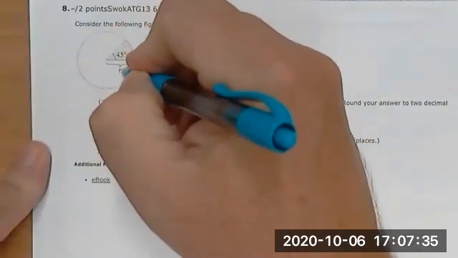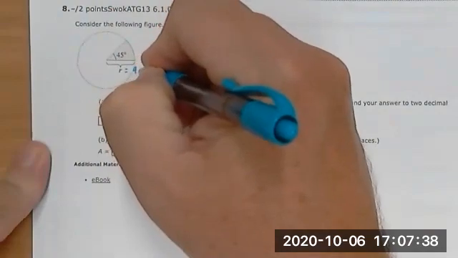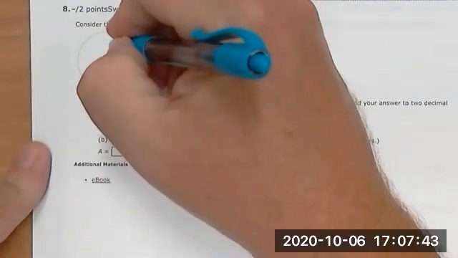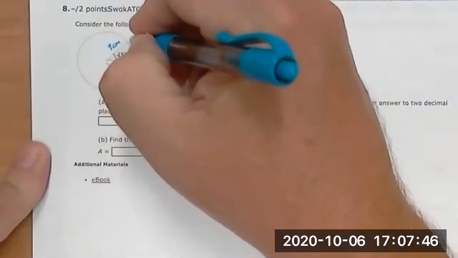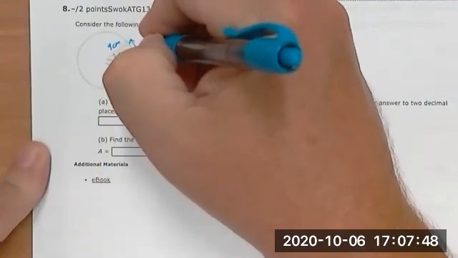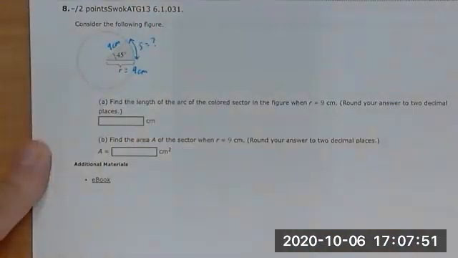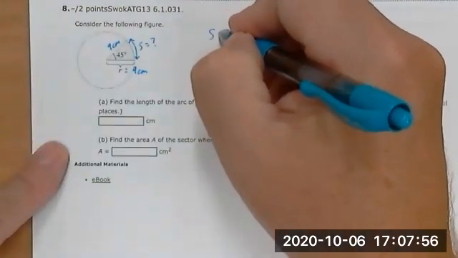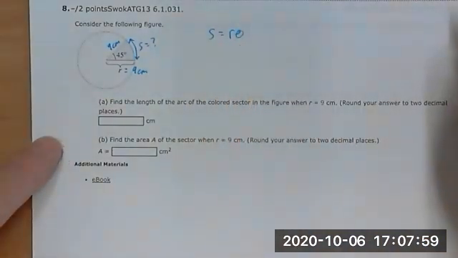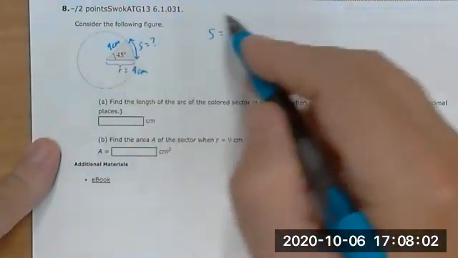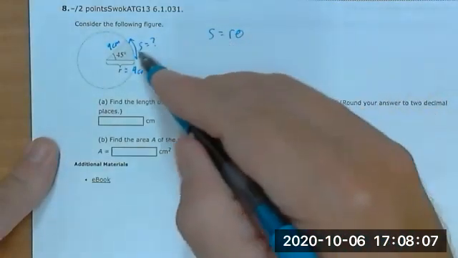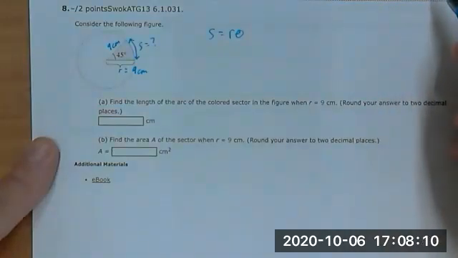So we're saying the radius is 9 centimeters. We could also say that this is 9 centimeters here. And here's S, and we need to figure out what S is, the arc length. Well, the equation is S equals r theta. However, I cannot plug in 45 degrees for theta because 45 degrees is in degrees. It needs to be radians.